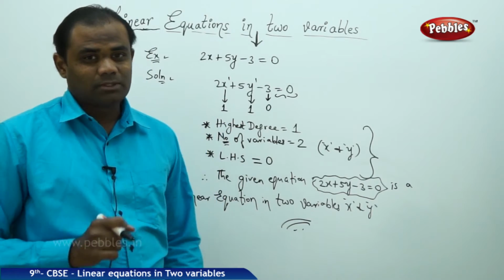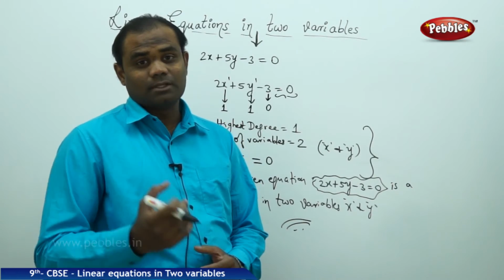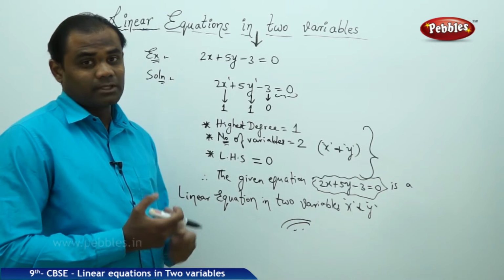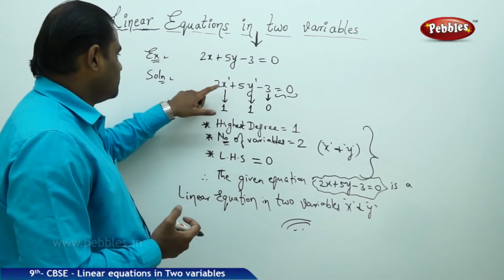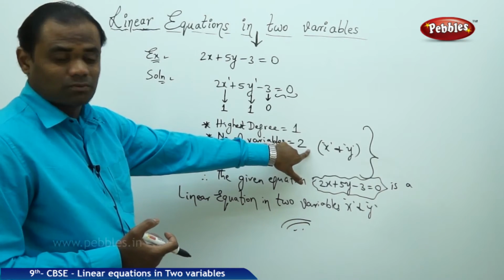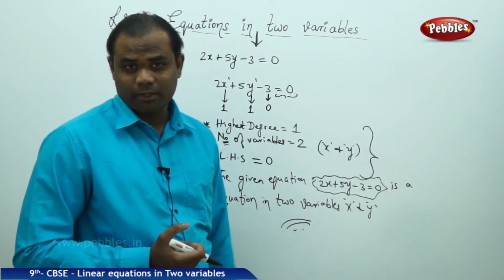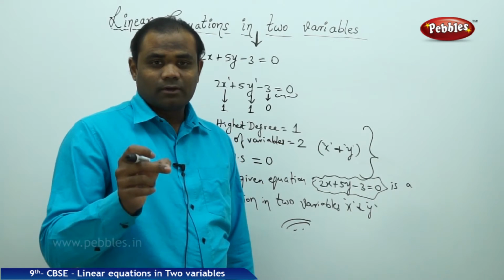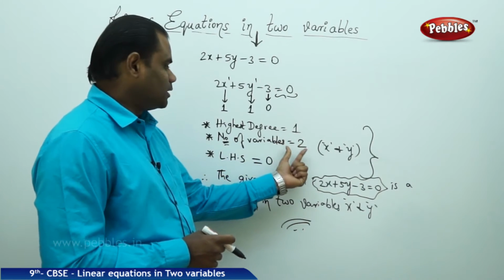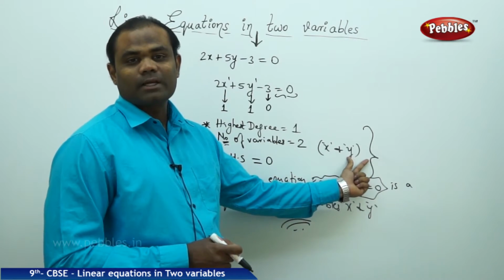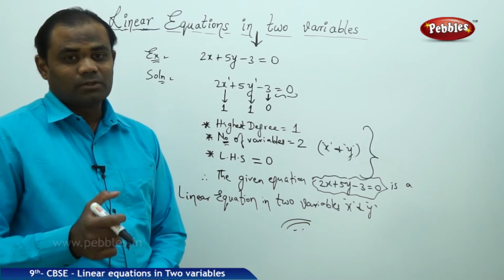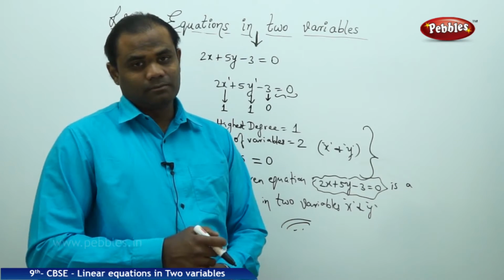Next is about finding the number of variables in the polynomial. Clearly, we identify the number of variables in the entire polynomial. The variables here being x and y, therefore the number of variables is 2, x and y. Therefore, I can now assume that this is a linear polynomial in two variables x and y, is how we justify. Thirdly, about identifying for the equation.